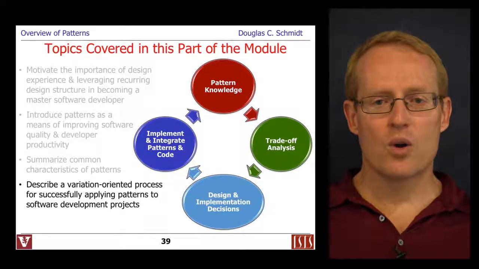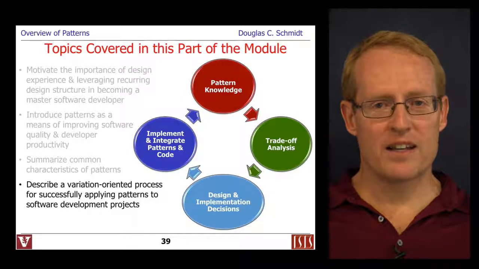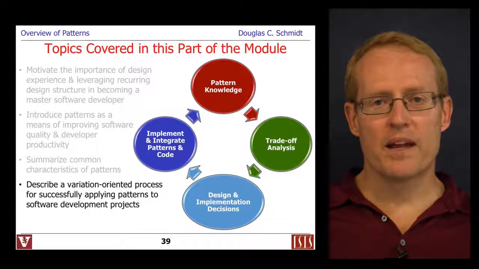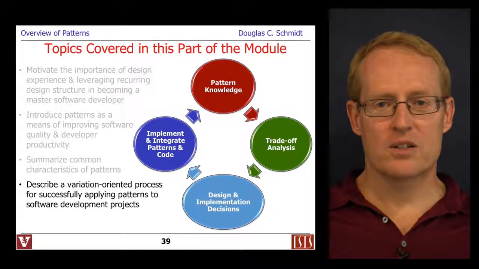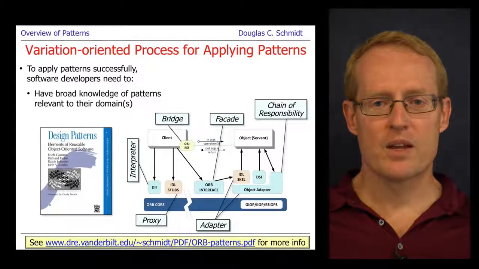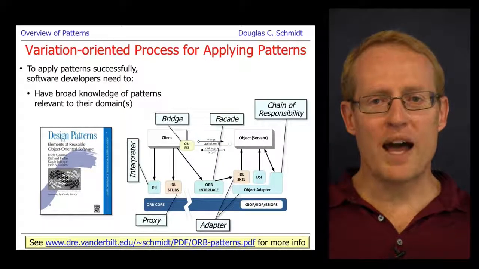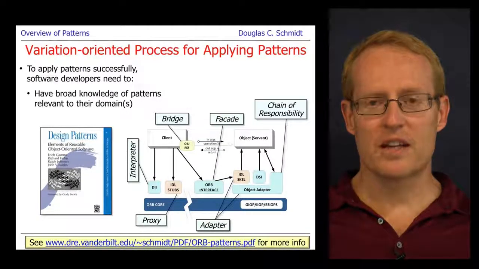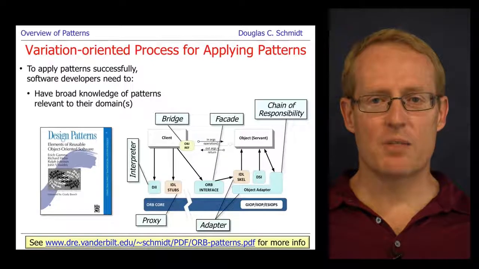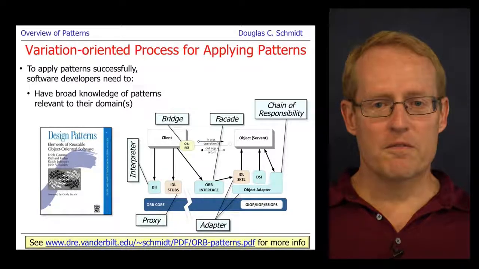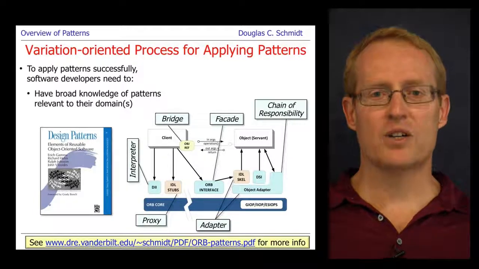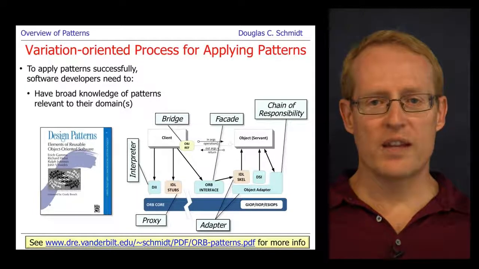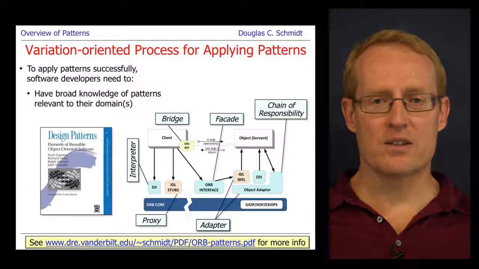In this part, we're going to provide an overview of a variation-oriented process for successfully applying patterns to software development. In order to apply patterns successfully, there are a number of things that developers need to do. First and foremost, it's important to get broad knowledge of patterns within particular domains.